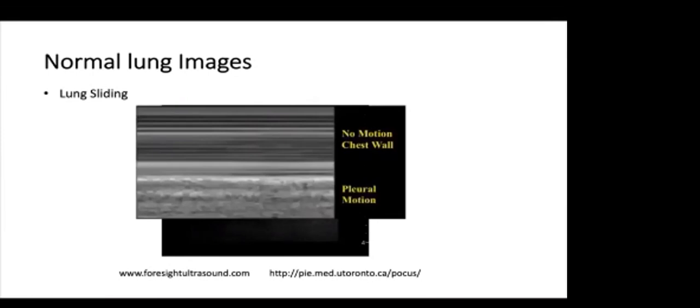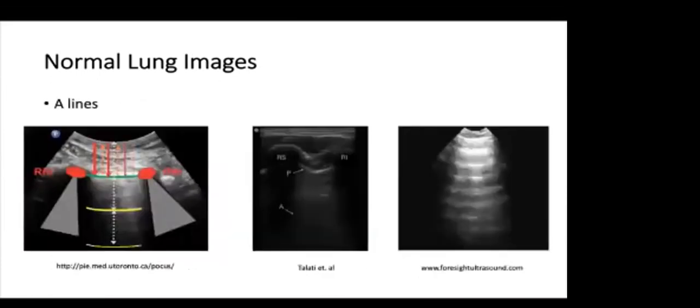The next image is the seashore sign obtained on M-mode. The top portion resembles sea waves and represents soft tissue without motion. The bottom resembles sand and represents the lung tissue in motion.